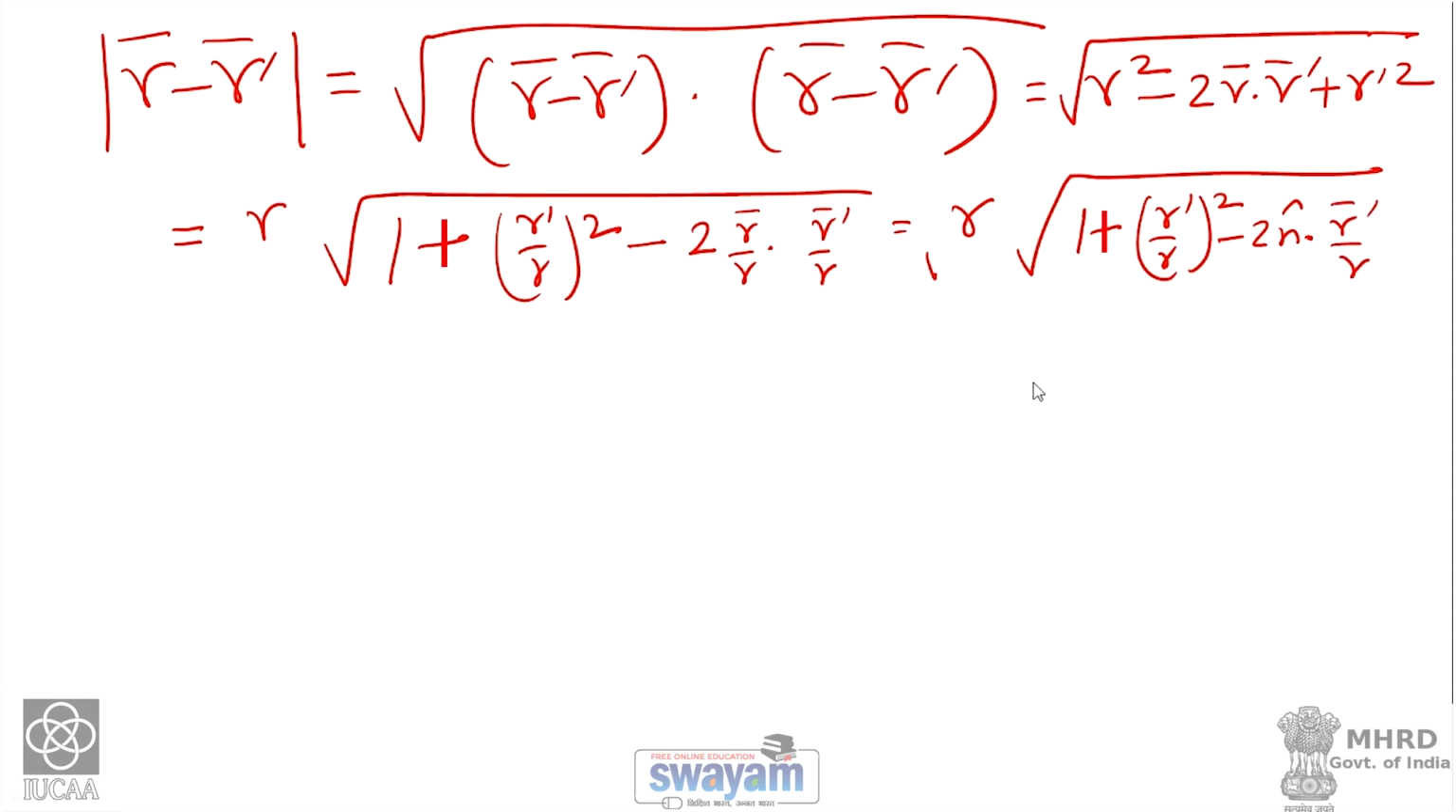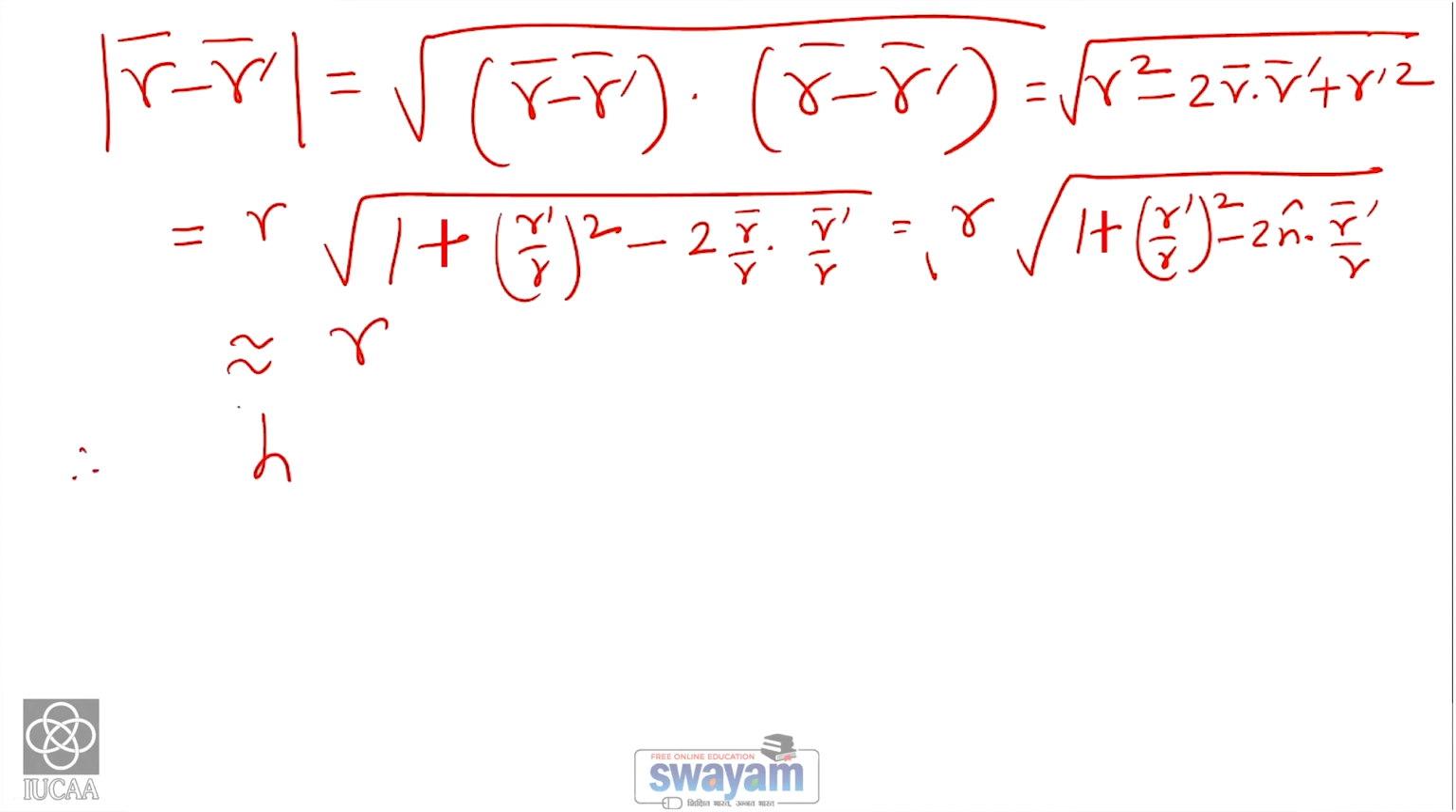But we have already seen that the source size is much smaller compared to the distance. So, r prime by r whole square is negligible, r prime by r is negligible. So, this is approximately just r.